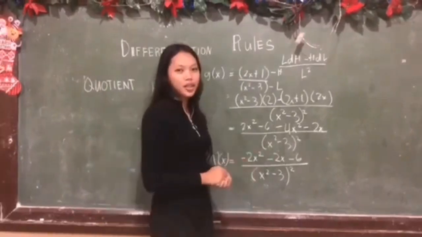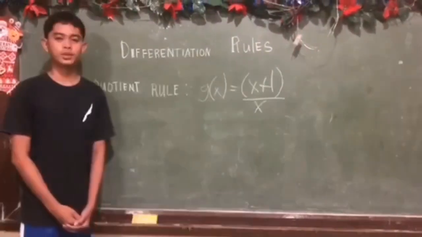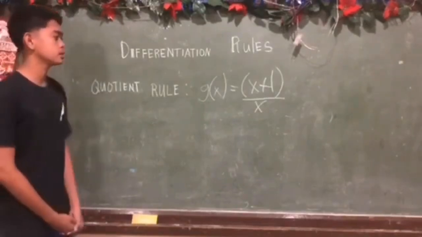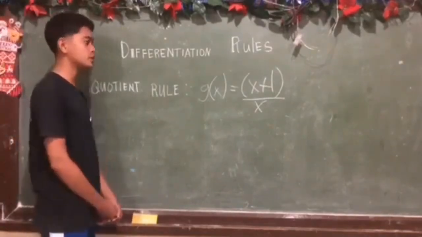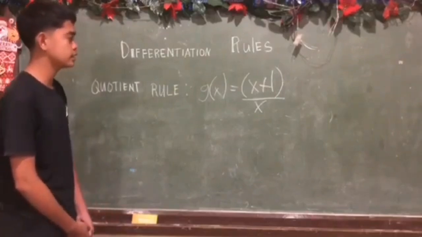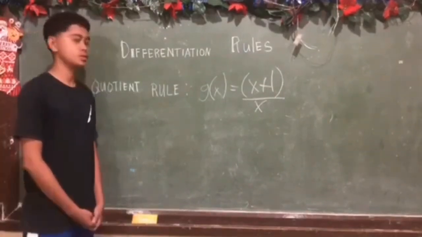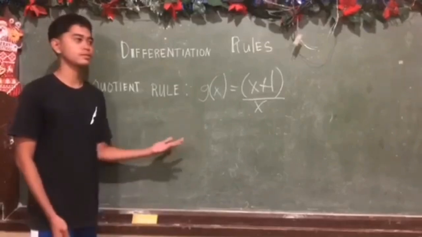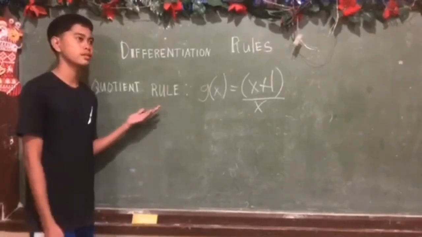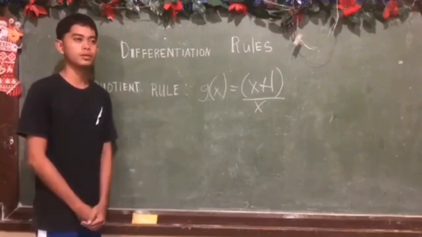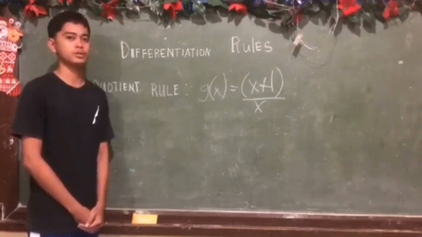This is how you solve the quotient rule. So let's proceed to example number 2 of the quotient rule, given by the function g of x is equal to x plus 1 over x. To solve this function, we need to use the low derivative of high minus high derivative of low divided by low squared.